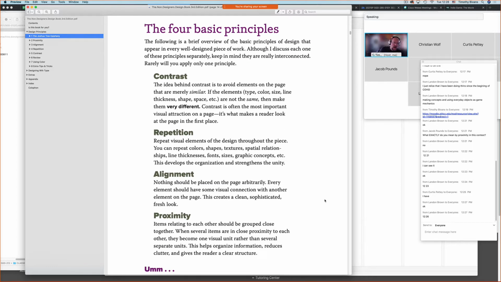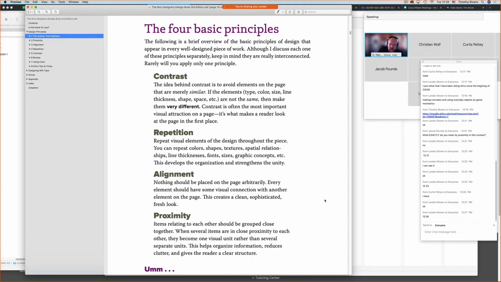Contrast. The idea behind contrast is to avoid elements on the page that are merely similar. If the elements are not the same, then make them very different. Contrast is often the most important visual attraction on a page. It's what makes a reader look at the page in the first place. Repetition. Repeat visual elements of the design throughout the piece. You can repeat colors, shapes, textures, spatial relationships, line thicknesses, font size, graphics concepts, etc. This develops the organization and strengthens the unity.